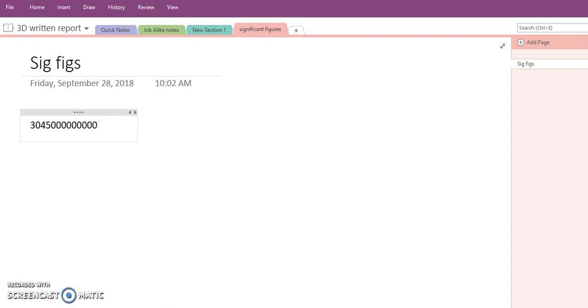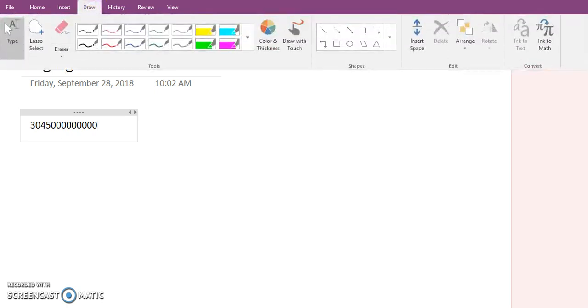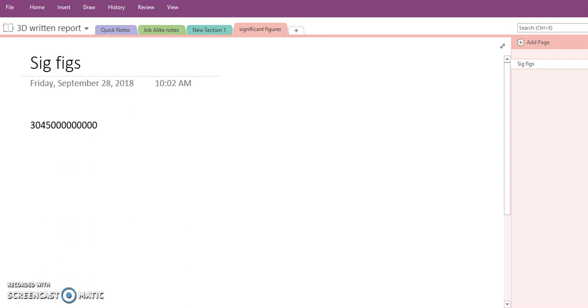The first question you need to ask yourself is, does my number have a decimal point? If my number does not have a decimal point, then I need to find the first number, all the way from the right side, that is not a zero. So what do I mean by this?